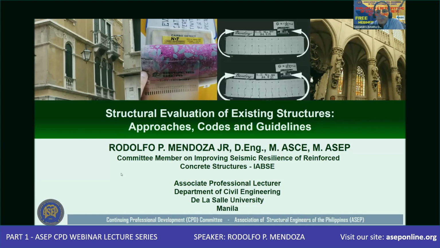Another question is, how old should the building be so that it can be assessed for aging of structures?